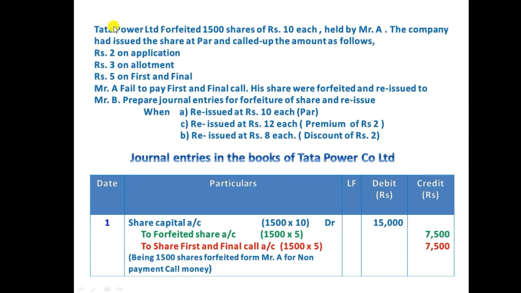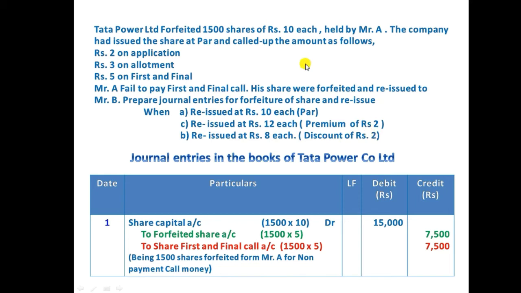Let's see the practical problem. Tata Power Limited forfeited 1500 shares of rupees 10 each held by Mr. A. The company had issued the shares at par and called up the amount as follows: rupees 2 on application, rupees 3 on allotment, rupees 5 on first and final call. Mr. A failed to pay the first and final call. His shares were forfeited and reissued to Mr. B. Prepare journal entries for forfeiture of shares and reissue, when reissued at rupees 10 each par, reissued at rupees 12 each premium rupees 2, reissued at rupees 8 each discount rupees 2.